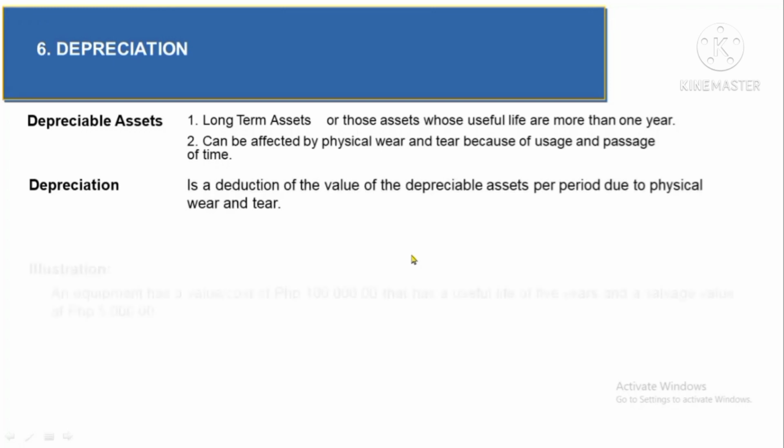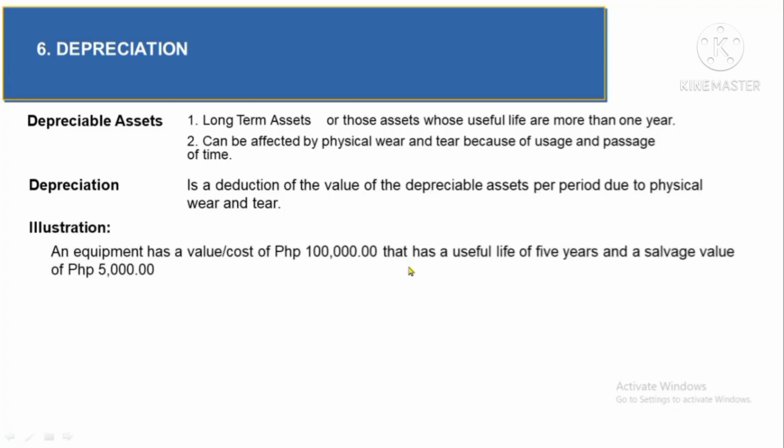Let's have an illustration to do just that. Equipment has a value of 100,000, with a useful life of 5 years and a salvage value of 5,000. No need to explain the useful life because it is self-explanatory. But we need to talk about the salvage value, or what we sometimes call the scrap value. The scrap value is the amount that can be realized if the item is sold to, for example, junk shops after the asset has been fully utilized.